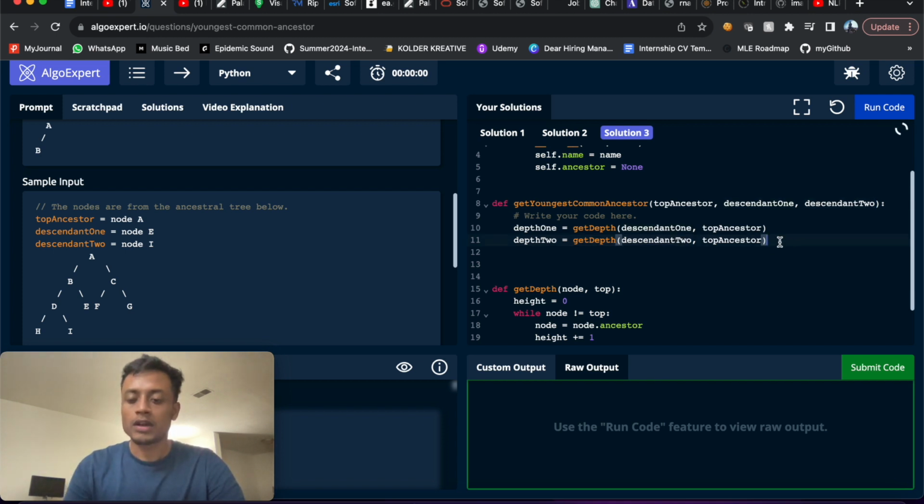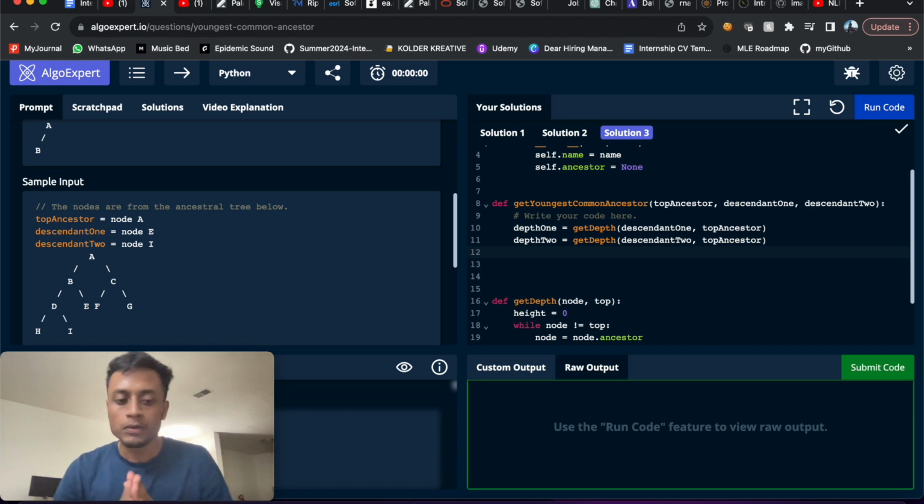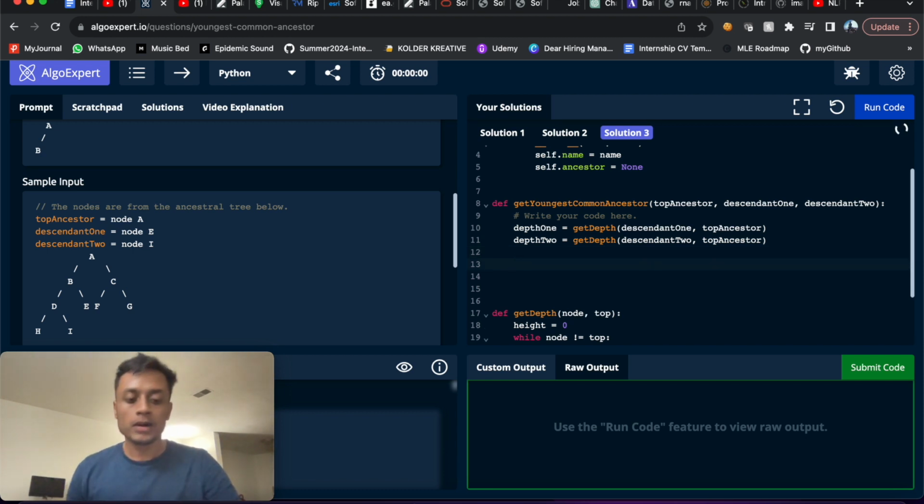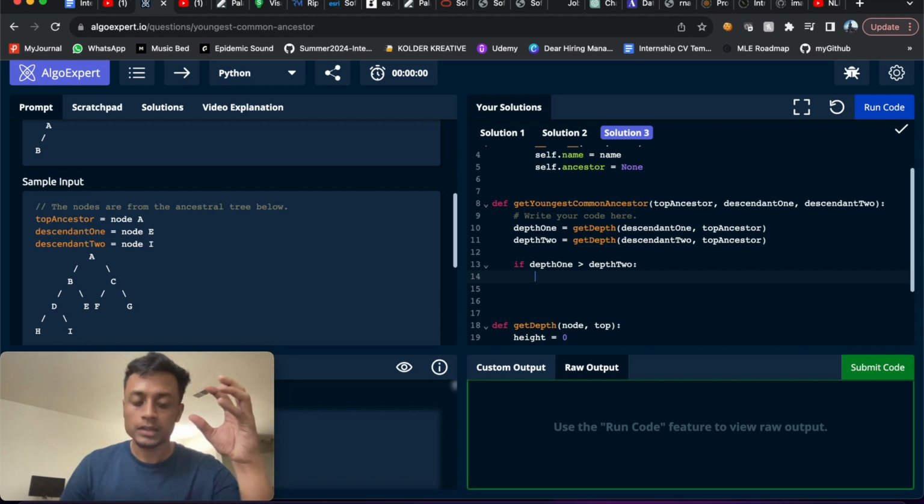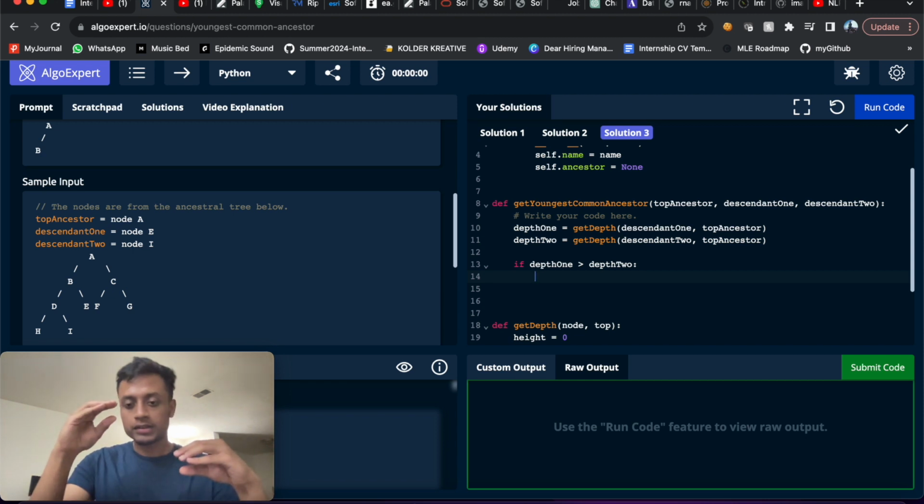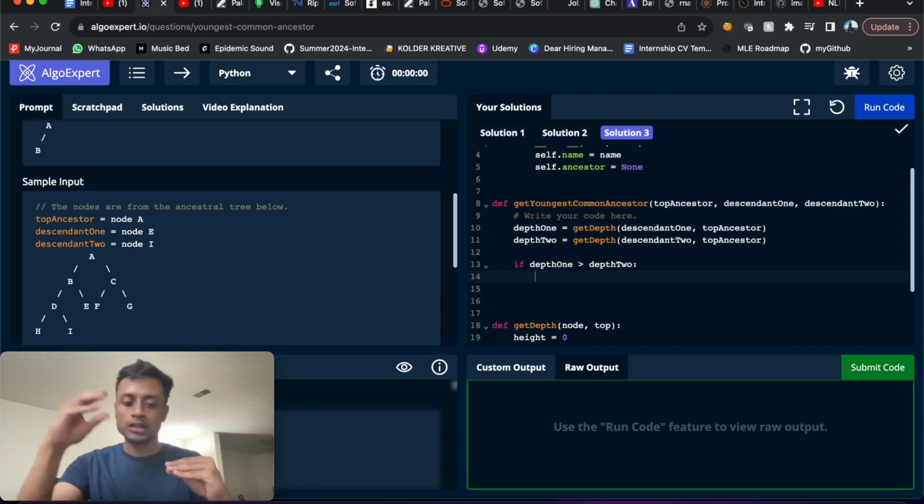Okay, so now we have depths of both the nodes. We know what level both of them are, but we don't know which is on a higher level. So it can only be two different cases, right? If depth 1 is greater than depth 2, that means one has greater depth. That means one is lower than 2. Hence, descendant 1 is in a lower position compared to descendant 2.